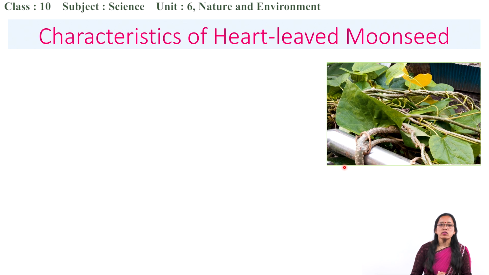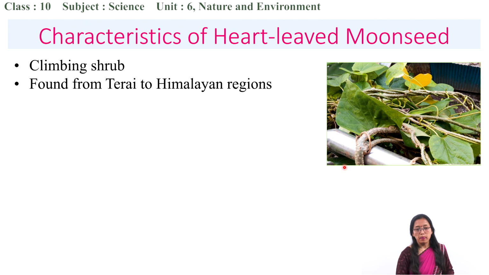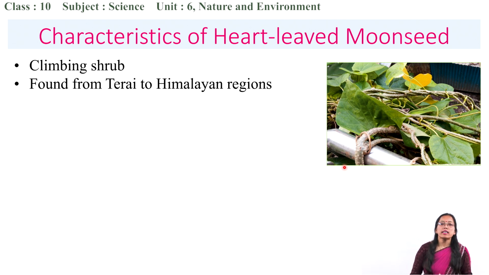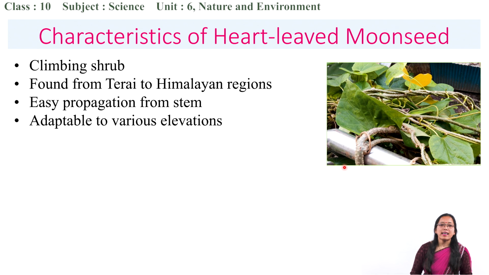Now the characteristics of this heart-leaved moonseed are, it is a climbing shrub. That means it climbs over other trees or the branches of other trees. It is found from Tarai to the Himalayan region in our country. It is a very easily propagating plant through the stem. That means if we cut a small piece of stem and plant it, we can get a new plant. It is adaptable to various elevations also. Even at higher altitude it can be grown.